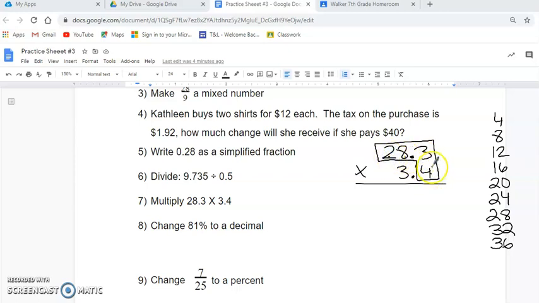Okay? 4 times 3, 12. You put 2, carry the 1. Now, 4 times 8, 1, 2, 3, 4, 5, 6, 7, 8. I get 32 plus 1, 33. Carry that 3. 4 times 2, 8 plus 3, 8, 9, 10, 11.